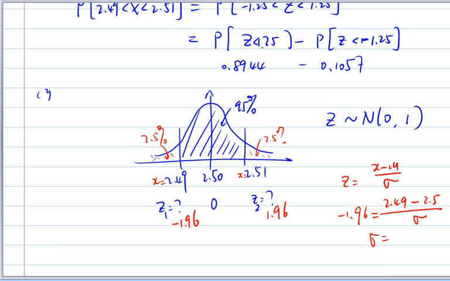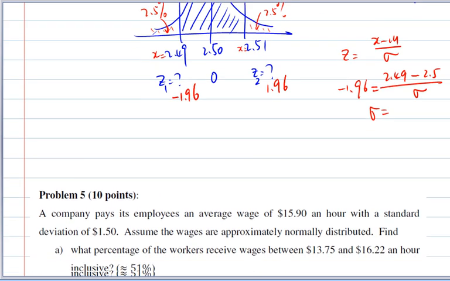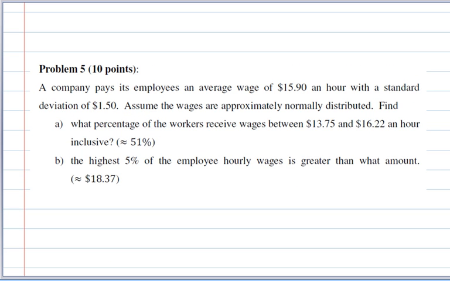Okay, so that's question number 4. Question number 5. A company pays its employees an average wage of $15.9 an hour with a standard deviation of $1.50. Assume the wage is approximately normally distributed. Find what percentage of workers receive a wage between this and that per hour, inclusive. And the highest 5% of employee hourly wages is greater than what.